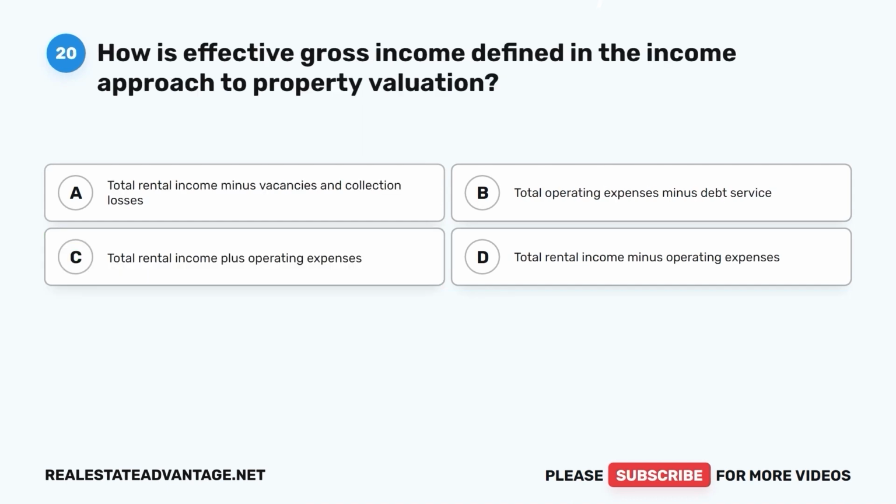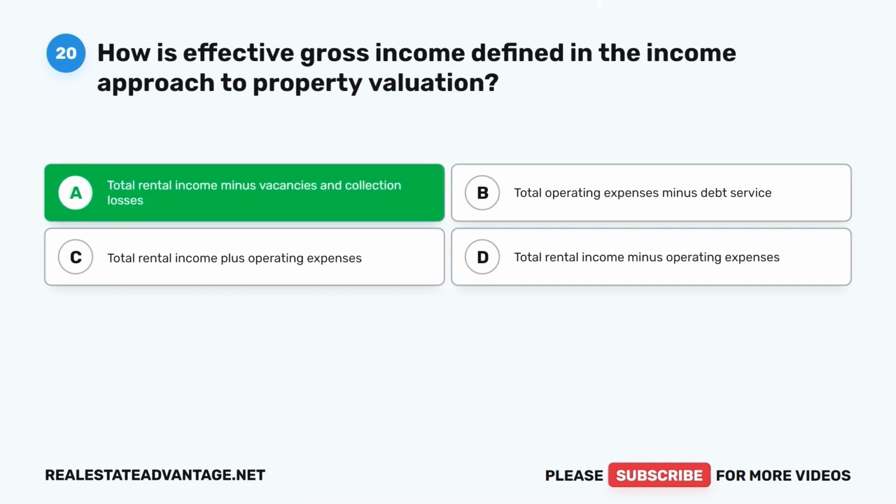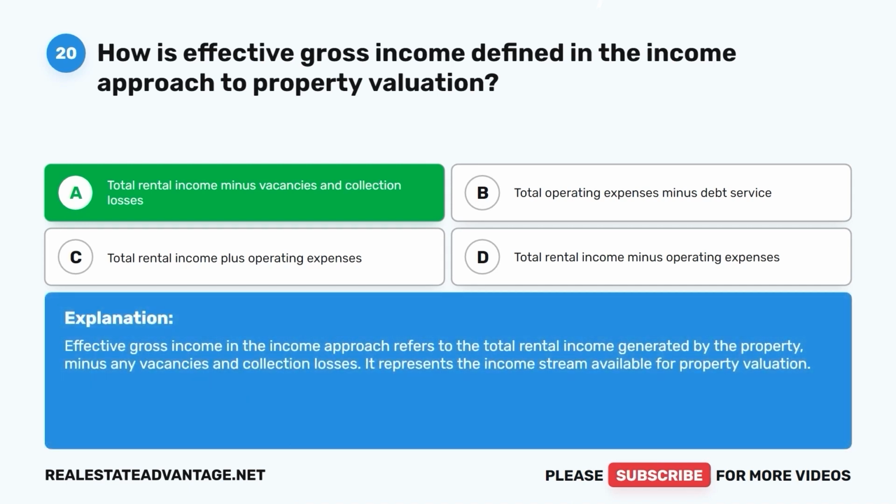Question 20. How is effective gross income defined in the income approach to property valuation? A. Total rental income minus vacancies and collection losses. B. Total operating expenses minus debt service. C. Total rental income plus operating expenses. D. Total rental income minus operating expenses. The correct answer is A. Total rental income minus vacancies and collection losses. Effective gross income in the income approach refers to the total rental income generated by the property, minus any vacancies and collection losses. It represents the income stream available for property valuation.